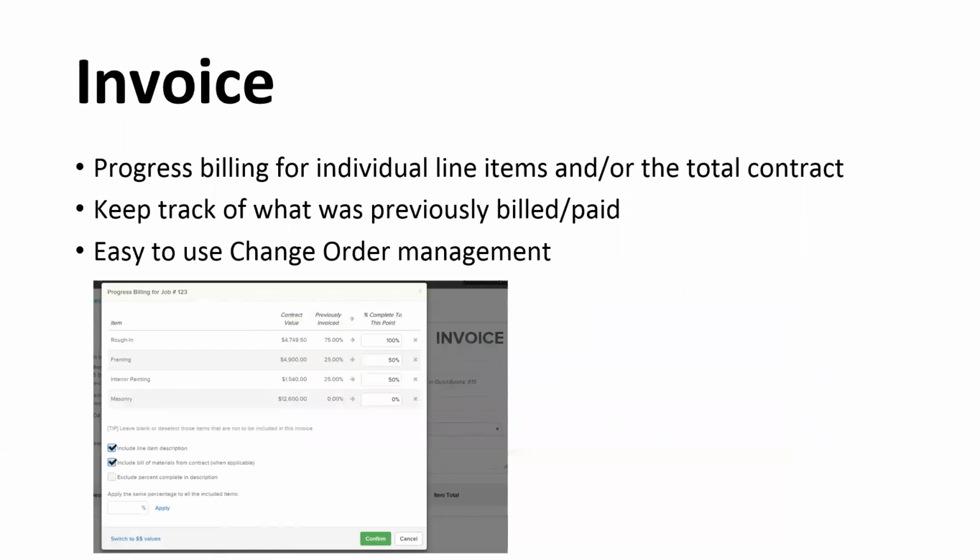And lastly, we'll cover invoicing, where we can set up progress billing. We can do this based on a percentage of completion or by putting in a dollar amount. We keep track of what was previously invoiced and paid towards the job so that you can easily manage this. We'll also be able to manage change orders and invoice for them accordingly.